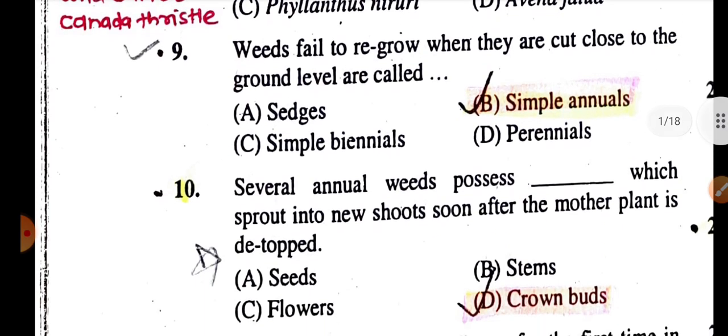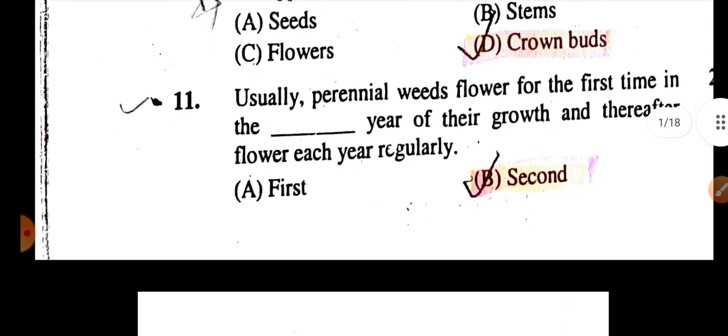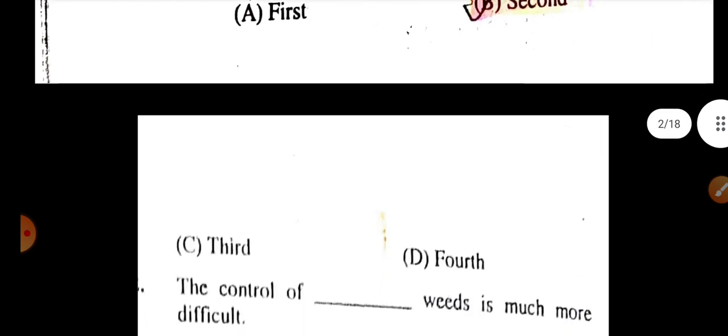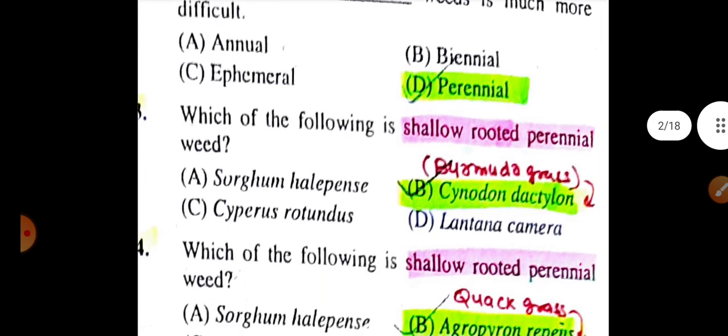Weeds that fail to regrow when cut close to the ground level are called simple annuals. Several annual weeds possess crown buds which sprout into new shoots after the mother plant is decapitated. Usually perennial weeds flower for the first time in the second year of their growth and thereafter flower each year regularly. Controlling perennial weeds is much more difficult.